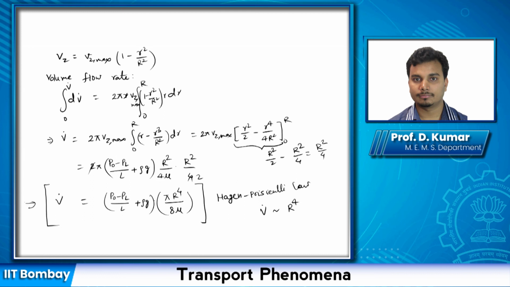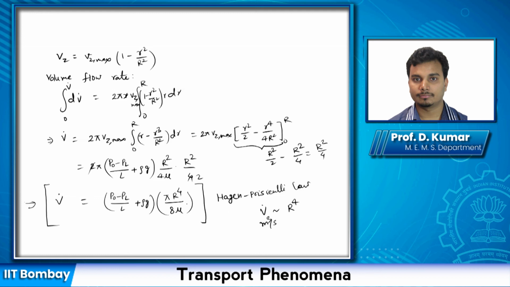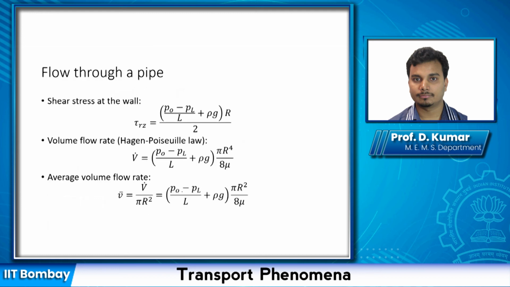Other things are more or less intuitive. Especially, for a given tube, given fluid, if you increase the pressure drop, then you will get more flow. So this V dot is flow rate, meter cube per second. In the practice problem we'll see the application of this. So this is summarized here in nice typed form.